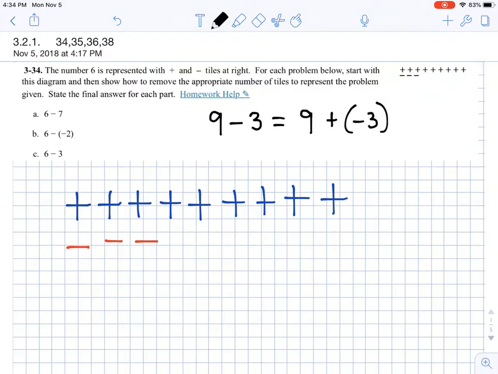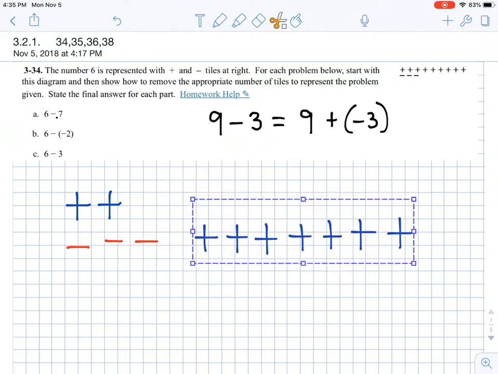Okay, so A, 6, so this is 6, and now we want to take away 7. So if we take away 7, we go 1, 2, 3. In fact, I'm going to do it like this. So 1, 2, 3, 4, 5, 6, 7.